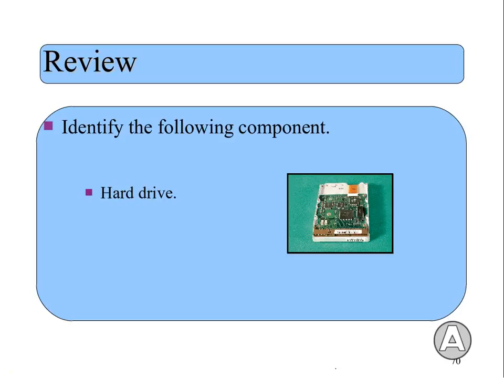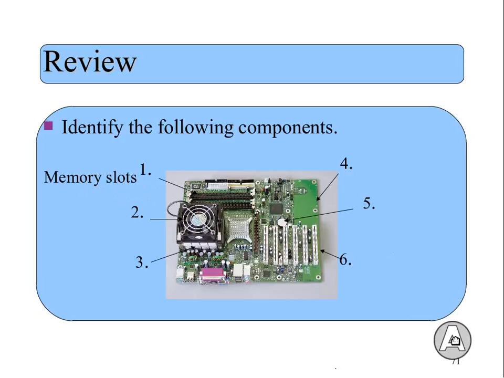Now we have this big thing. Let's identify some of its parts. First of all, in the upper left-hand corner here, we have some slots, and what are they for? Well, they're used for memory. What's this thing that spins around? Yes, that's the cooling fan. And underneath the cooling fan, what do we have? That would be the CPU.